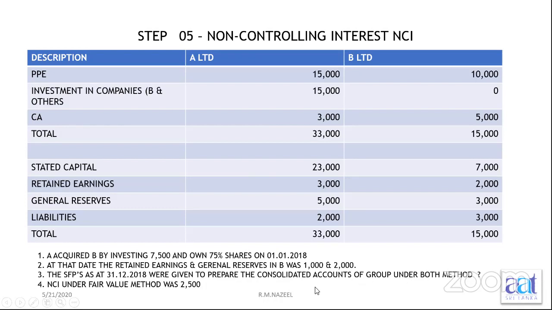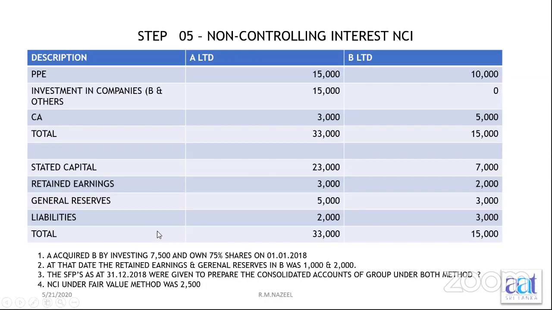So I said, if it is both methods, the fair value of NCI should be given for the fair value method, right? In this one, I have done a small matching, so you can understand how it happens later when you do the question. The matching says NCI under the fair value method is 2,500. Don't panic. We'll go to the question and fix on the figures. Just have an eye on the investment. 7,500 is the investment value.